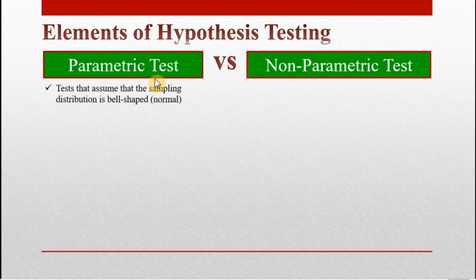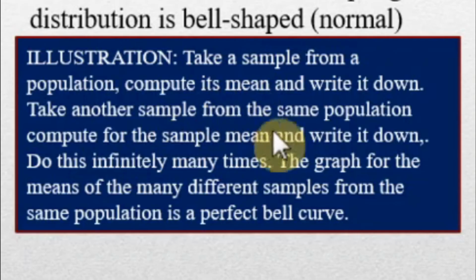We do a parametric test only if the sampling distribution of our data is bell-shaped or normally distributed. This is a bit technical, so let me give you an illustration. Let us read this one. Suppose you have a population, you have identified already your population. Let us take a sample and then compute the mean of that sample. Let us write it down.